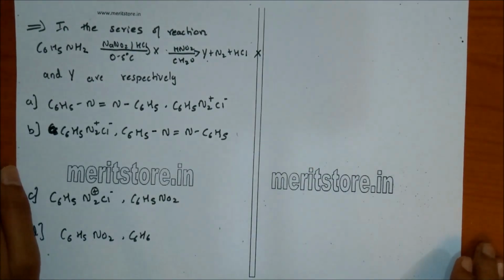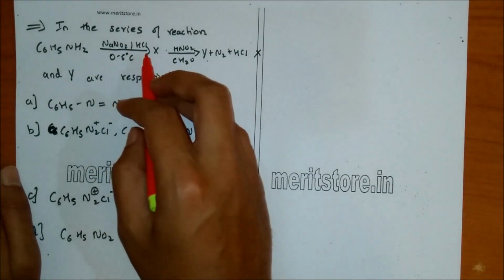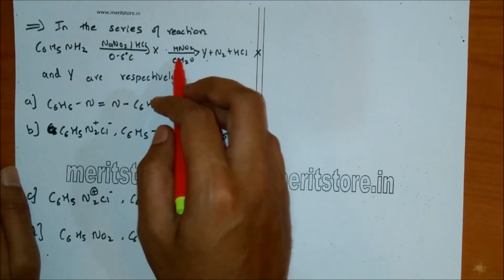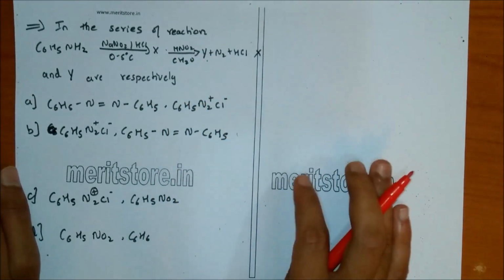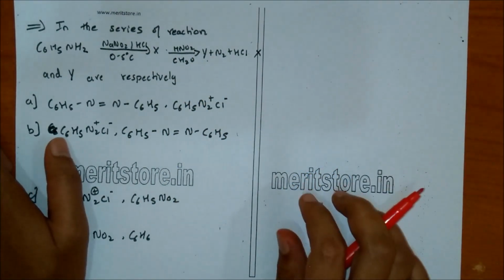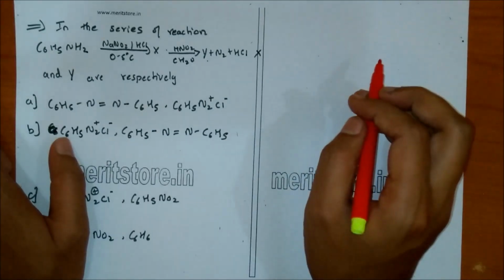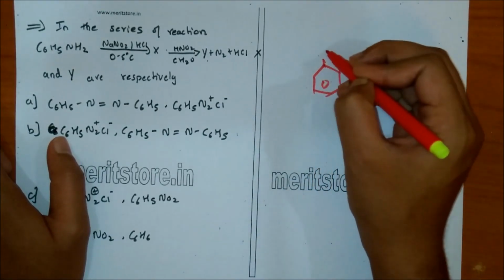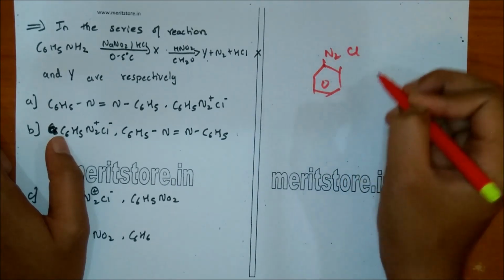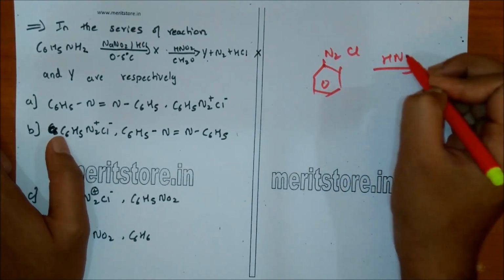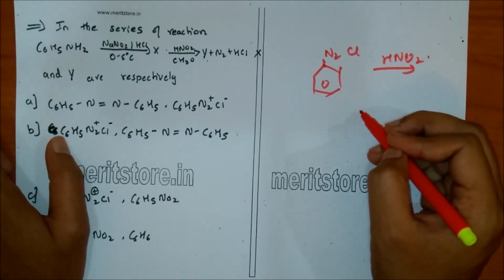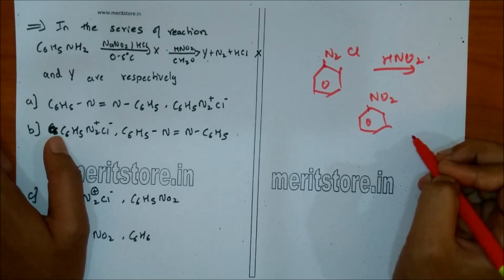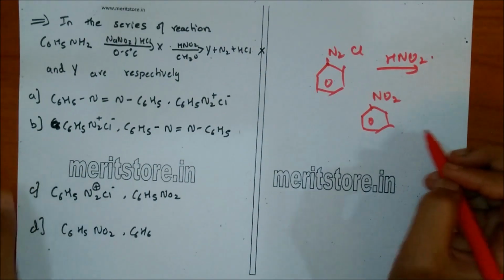In a series of reactions, aniline in the presence of NaNO2 and HCl gives X, and on reaction with nitrous acid gives Y. So X and Y are? When aniline reacts with NaNO2 and HCl it will give the diazonium salt of benzene, which on reaction with nitrous acid will give nitrobenzene plus nitrogen and HCl. So option C is the correct answer.